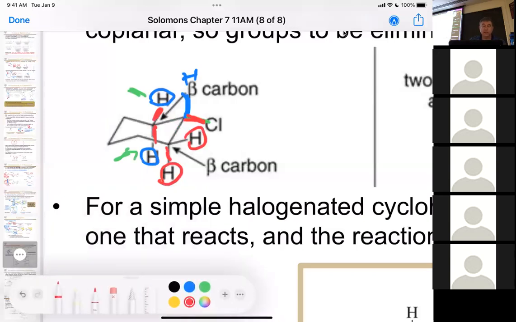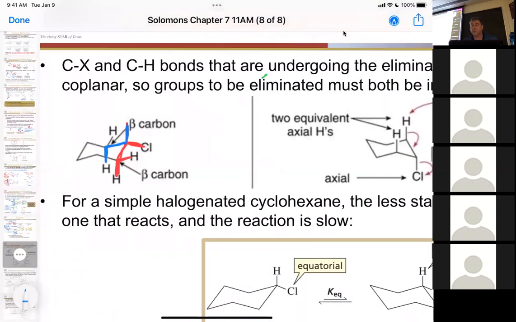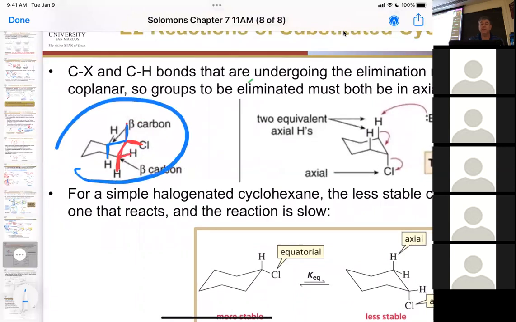Okay, but let's look at the other two. If we look at that, this one is not anti to this chlorine either, and this one's not anti to that. So that's going to make it very difficult to remove. So we need to have, oh, actually, this is an anti. This is anti to that. Yeah. So when we try to do that, we can't eliminate in this configuration. There are no anti hydrogens in that chair configuration.